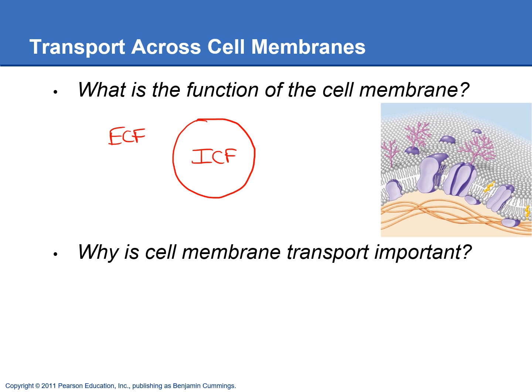And the second question, why is cell membrane transport important? Why do we have a whole chapter on this? So it's really important because the cell needs to be able to get things into the cell, for example, oxygen and nutrients. And then it also needs to be able to transport things out of the cell, so things like waste products, carbon dioxide, other waste products. So it needs to be able to get those out of the cell.